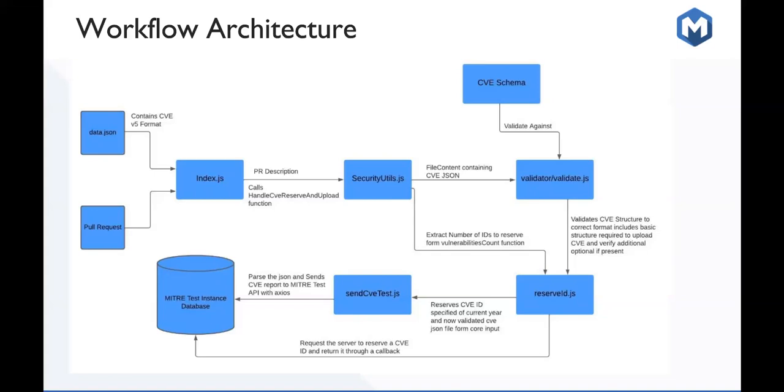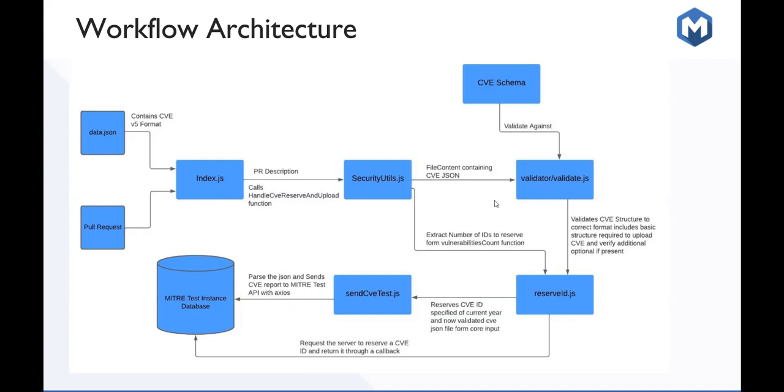The validator works like this for the correct format. First, it takes the basic structure required to upload the CVE. The second step is checking any further optional keys that are there, and whether they're in the correct format. And third, if there's any key that is not present in the CVE services format but is still there, then we throw an error.